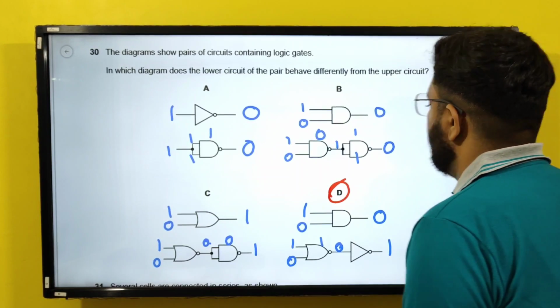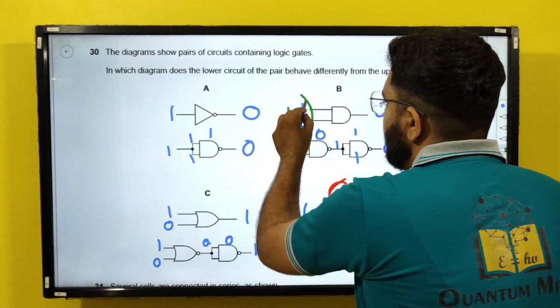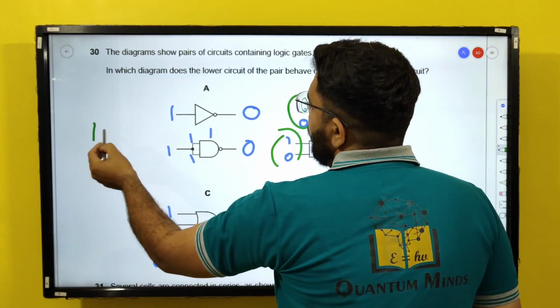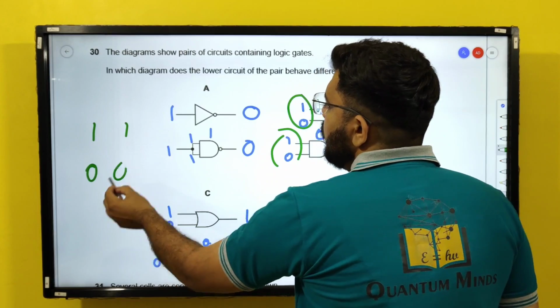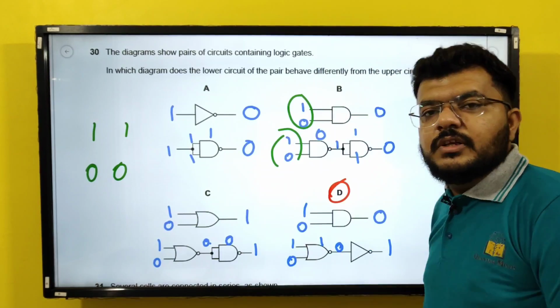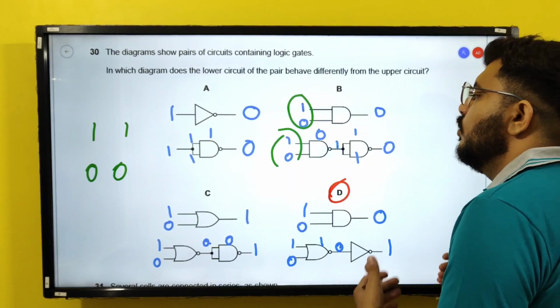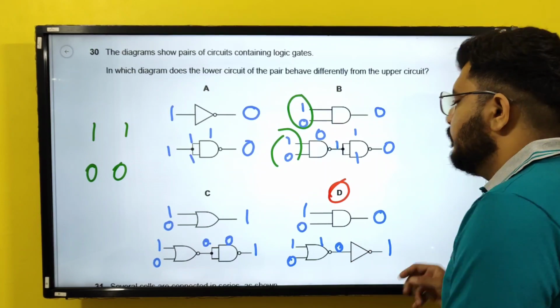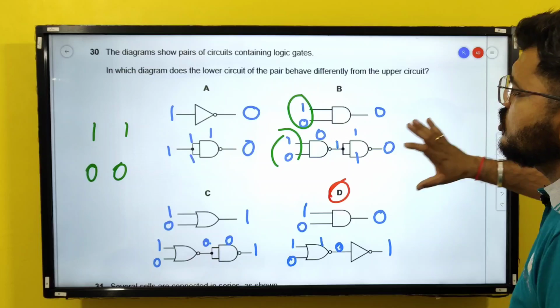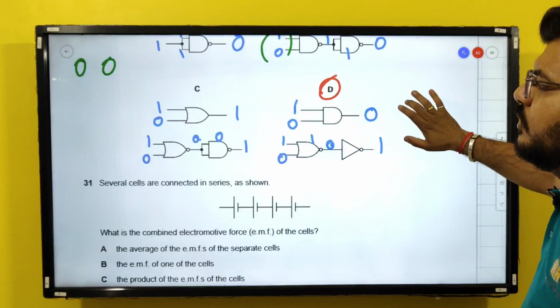If you had tried with a pair like 1, 1 or 0, 0, you would get all of them giving the same output. So you need to check the whole truth table. This is a shortcut to find this out.